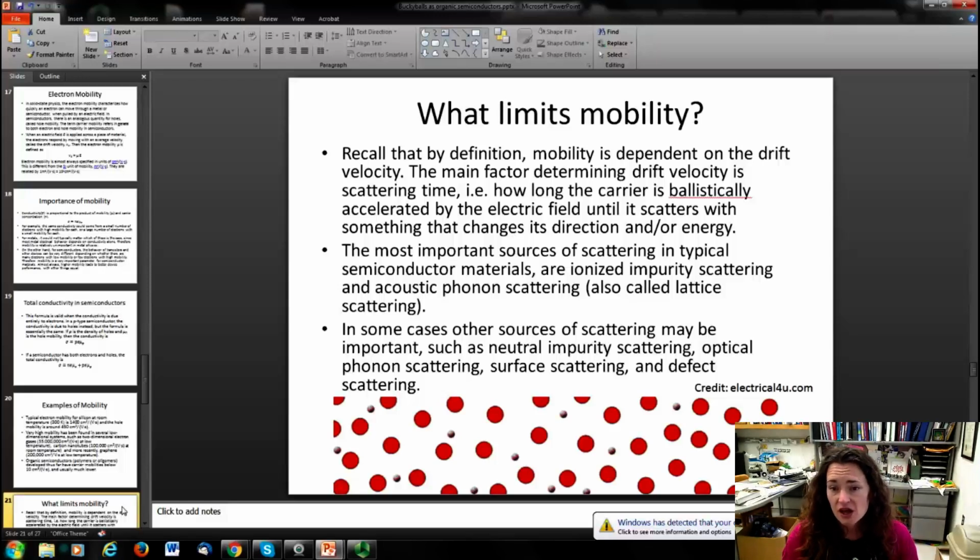In some cases, other sources of scattering may be important. We're not really going to talk too much of those, but neutral impurity scattering, optical phonon scattering, surface scattering, and defect scattering are also important.